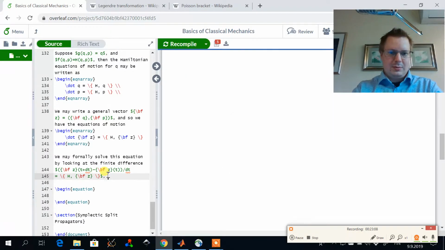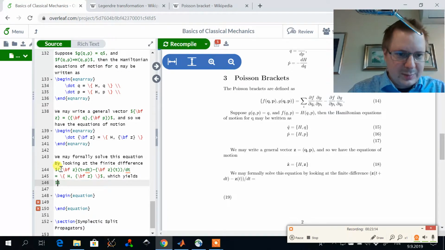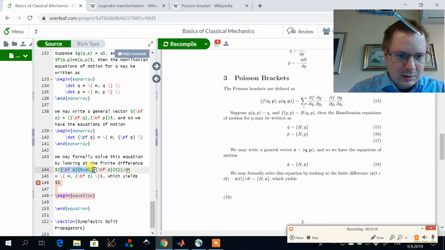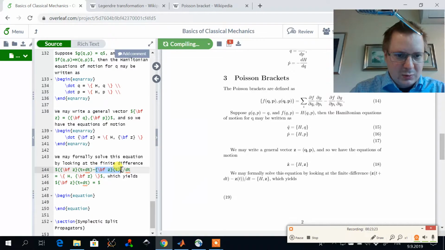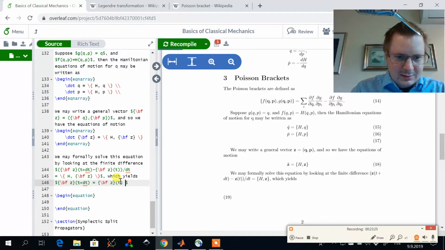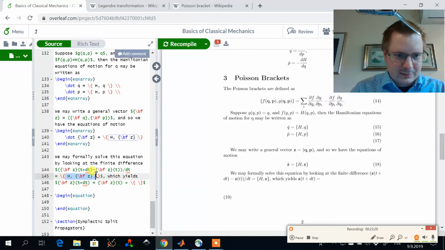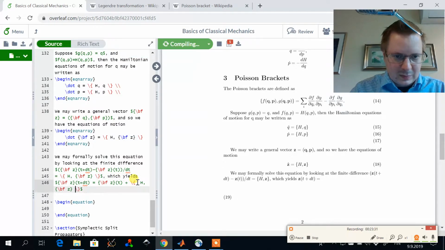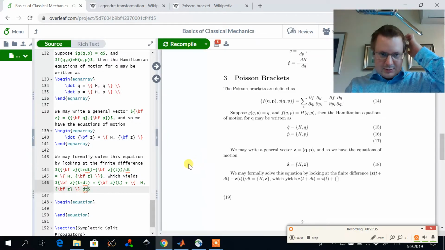Then, and this one we may then obtain by just solving for the value at the next time step. We will get that it's the value at this time step plus the Poisson bracket times dt.